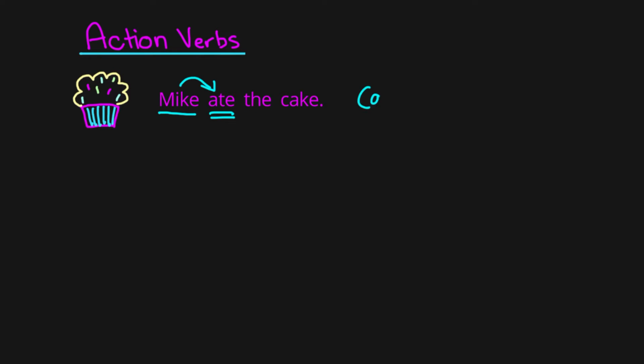Now, when something is written in the passive voice, let's take this example and write it in the passive voice. Now, the subject will be receiving the action of the verb. So if we write, the cake was eaten by Mike, you can ask yourself, is the cake here doing the eating? No, the cake is being eaten by Mike. So the cake is not performing the action, but in fact receiving the action of the verb.